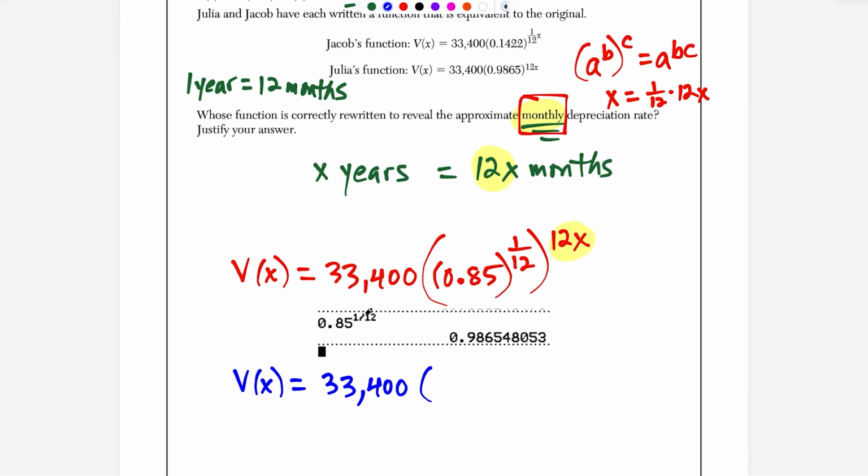33,400, and then this part we did in the calculator, 0.85 to the 1 over 12 is 0.9865. And this is all being raised to the 12x. And this one matches Julia's function.